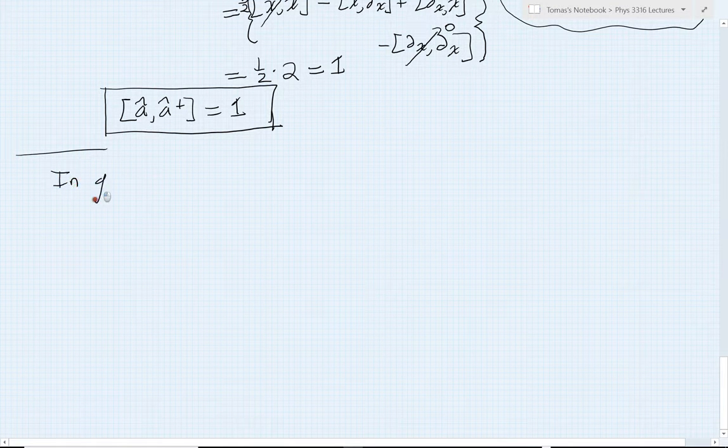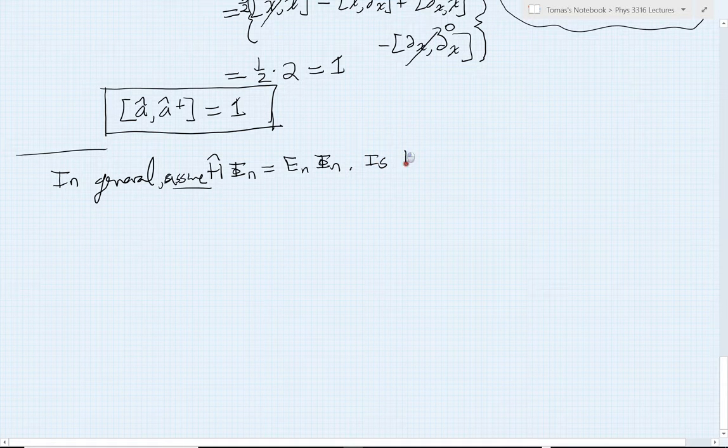So in general, let's say I know what the nth excited state is. It's going to be a little bit like a proof by induction. I'm going to assume that I've got the nth state in general. We're going to assume this. The question is going to be whether this is in fact the next excited state.